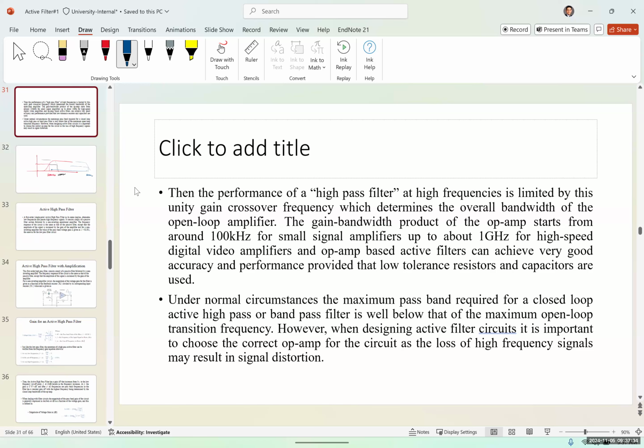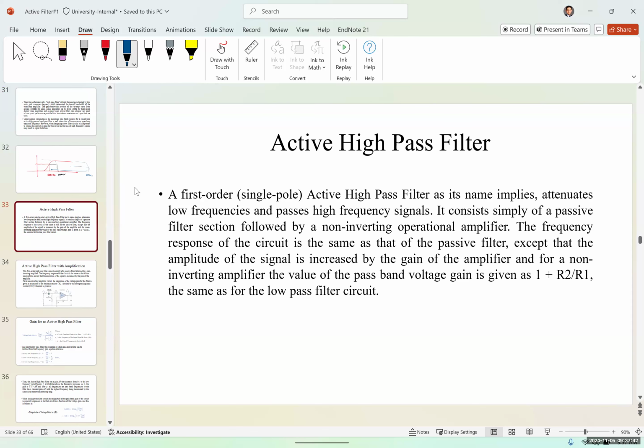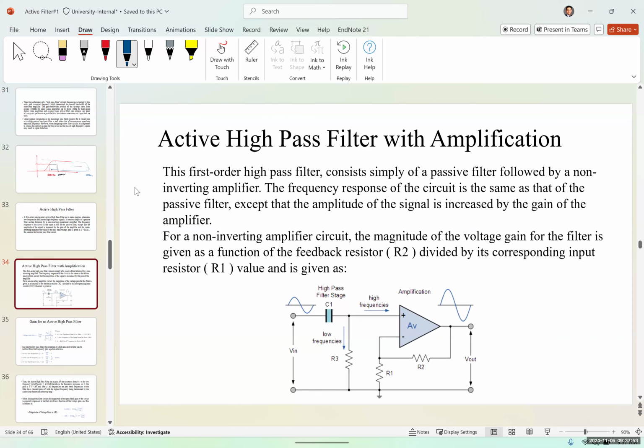When designing with an op amp, it's always better to pick one that has a gain bandwidth product which is pretty large, or pretty high. A single pole active high pass filter is usually composed of a non-inverting amplifier and a passive filter. This is an example of us connecting a non-inverting amplifier to a passive high pass filter.